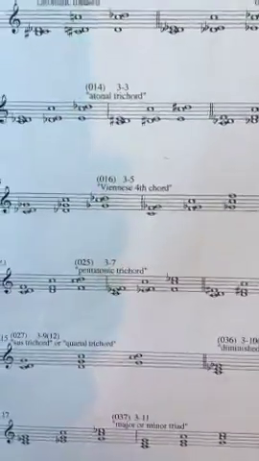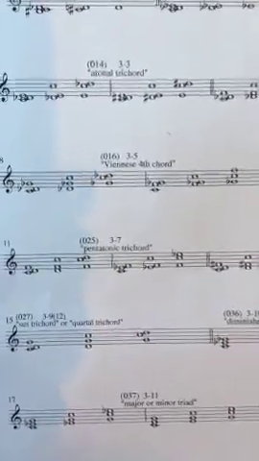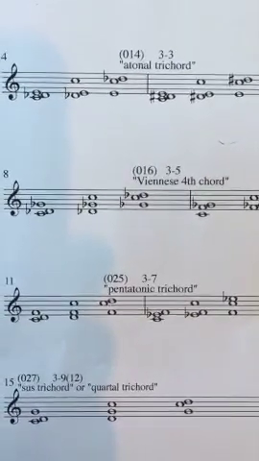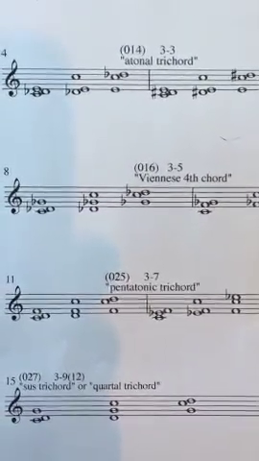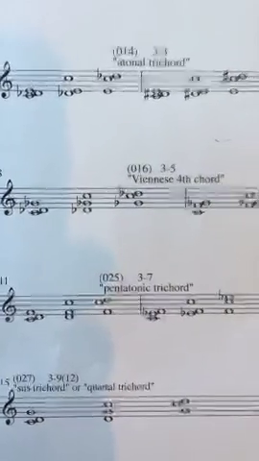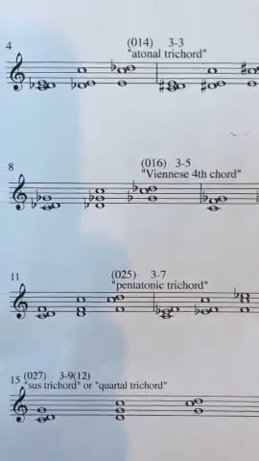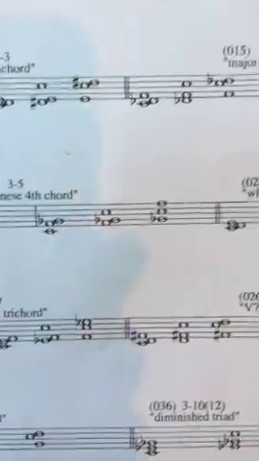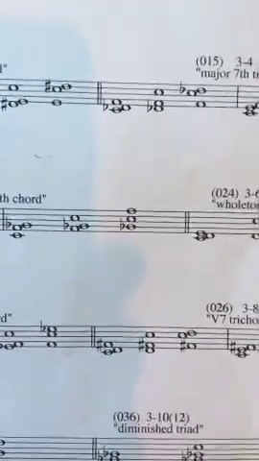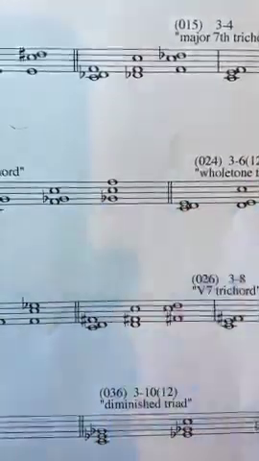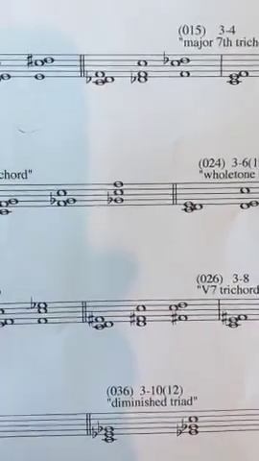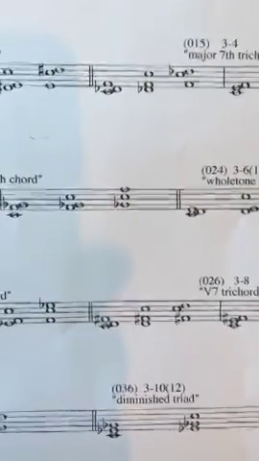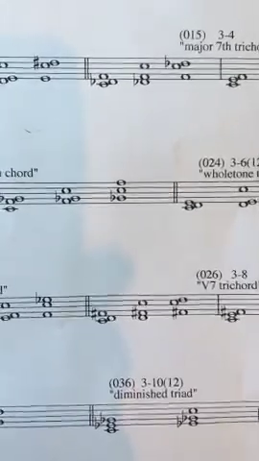Then we have our Viennese 4th chord. This is kind of important too. This is the second most important chord for the second Viennese school, 016. This is interesting because we've got this one, that middle one right there, and then if we invert it, that chord right there, which is extremely important, not just in Viennese music, atonal music, but also in jazz.